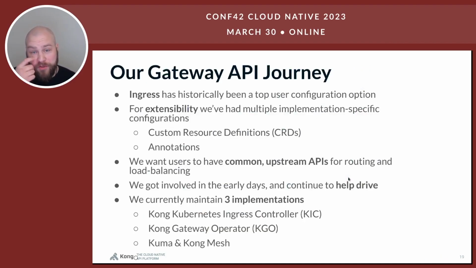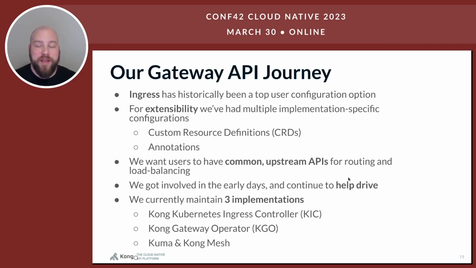Our Gateway API journey started with Ingress, like most people. Ingress has historically been a top user configuration option. It's what most users are using in Kubernetes today to configure their Kong gateway. For extensibility reasons, similar to what we talked about in the previous slides, we ended up with custom resource definitions and annotations everywhere. We were part of the annotation Wild West, with custom things you can only do in Kong with CRDs and annotations, available in our product for several years.